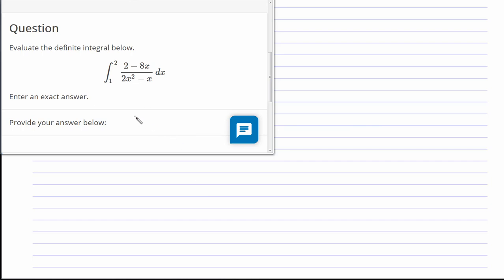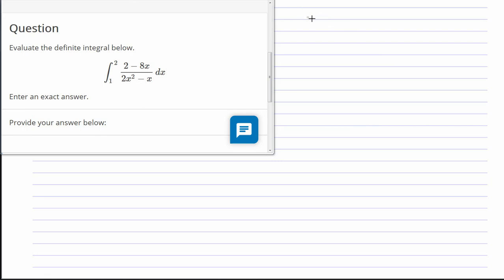So, alright, this question is asking us to evaluate a definite integral of this rather intimidating looking rational function here. Yikes. It looks pretty scary, but I think if we don't get too intimidated, we'll be able to figure it out. So, all right, let's see, what am I going to do here?